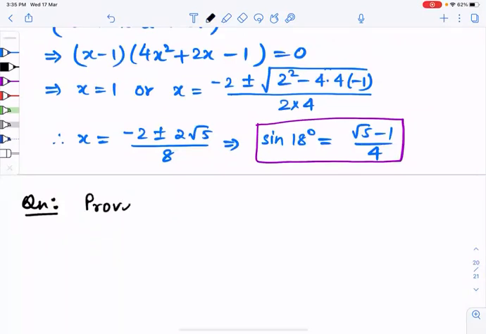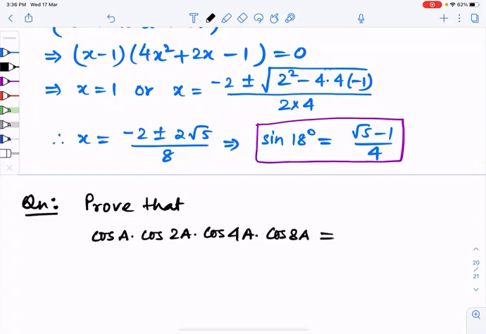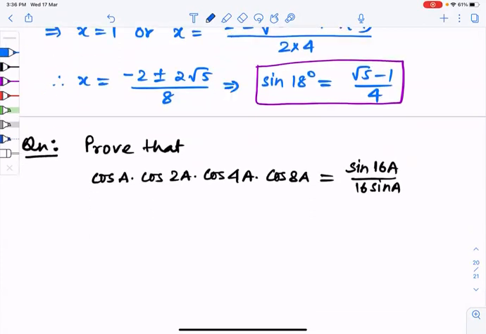Prove that cos A into cos 2A into cos 4A into cos 8A is equal to sine of 16A by 16 sine A. Let us see how to get that and whether it is correct or not. We will see. So let us start with LHS.